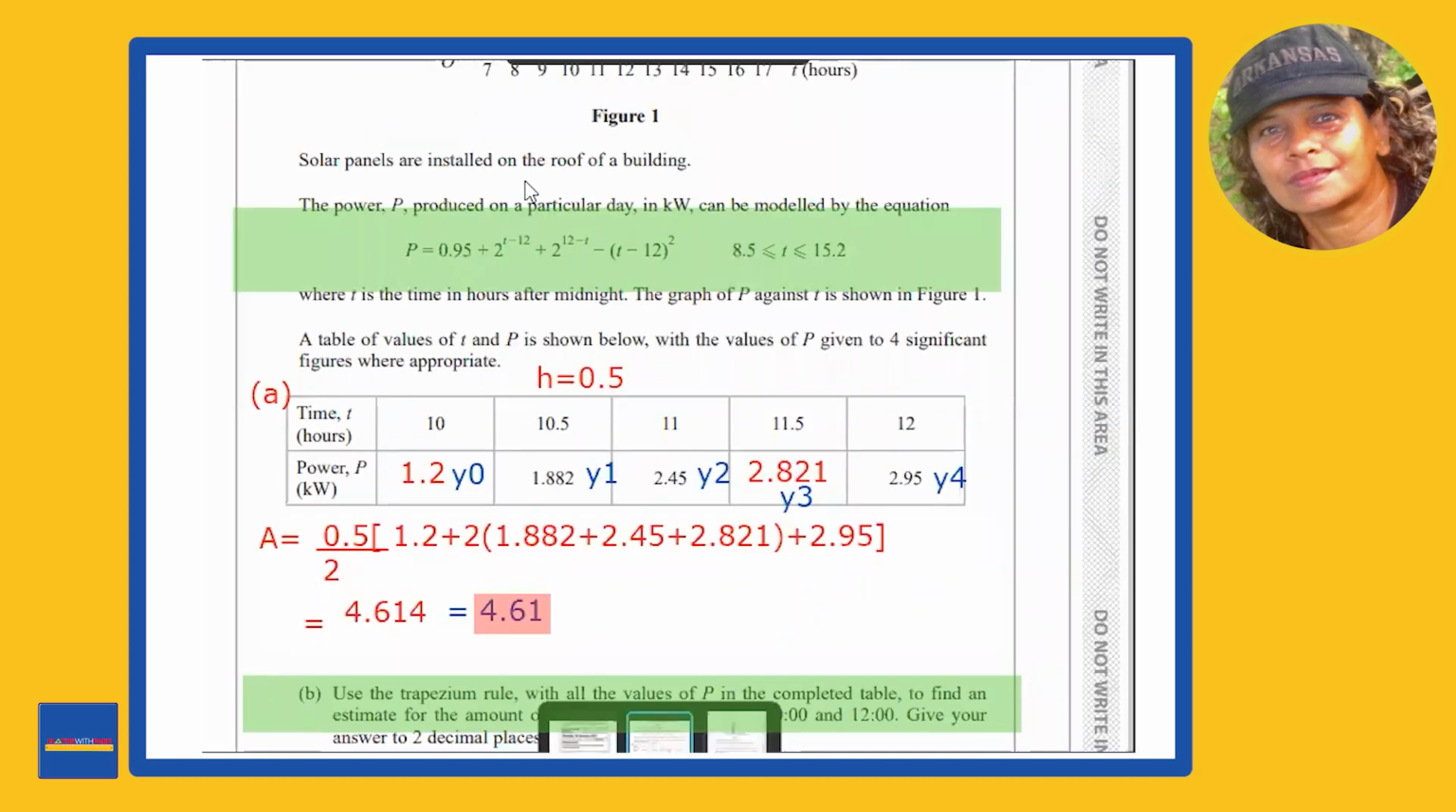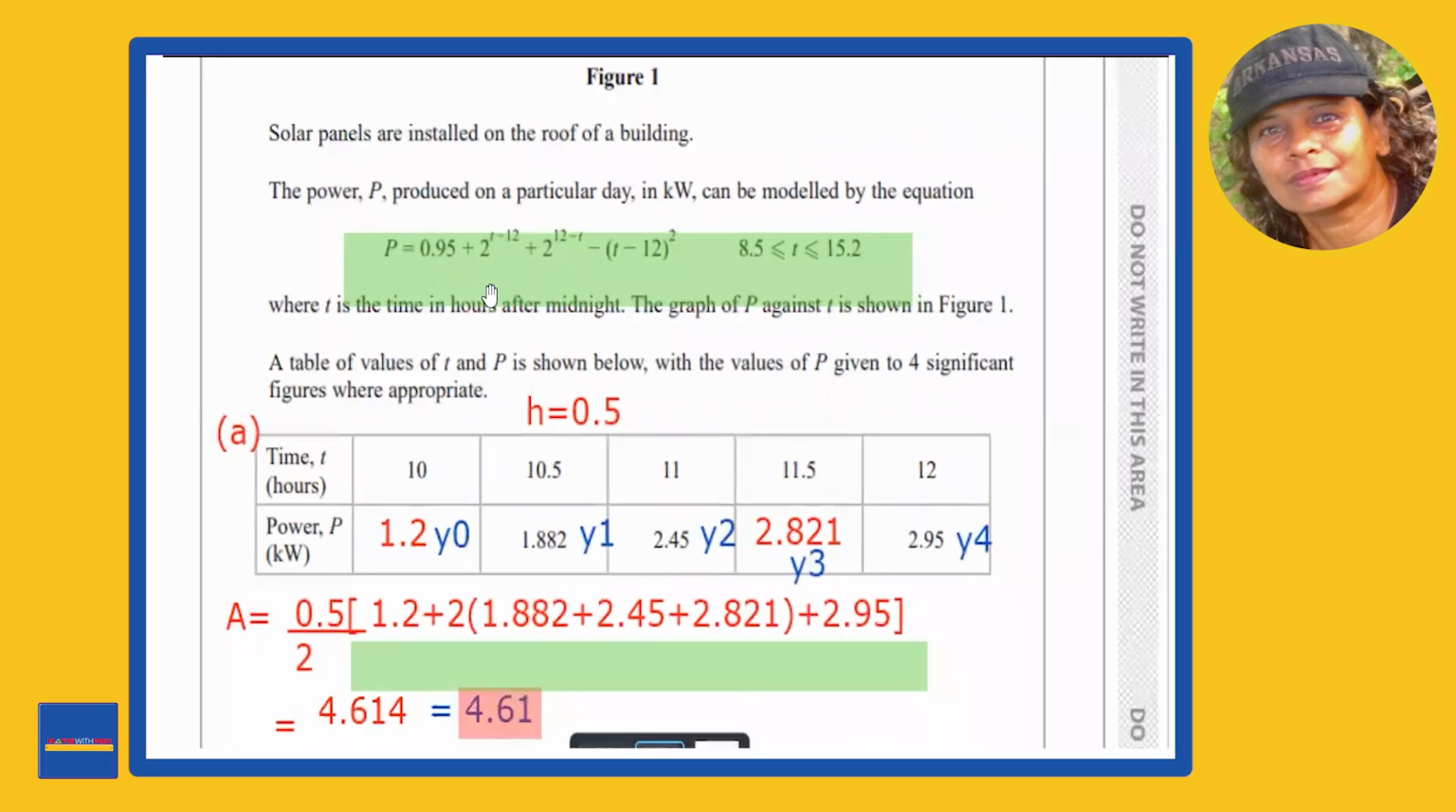We're given that P is equal to 0.95 plus 2 to the power T minus 12, plus 2 to the power 12 minus T, minus T minus 12, the whole thing squared. So first we want to fill up the table. That's part A. Now I'm just going to show you the first substitution, which might help you.